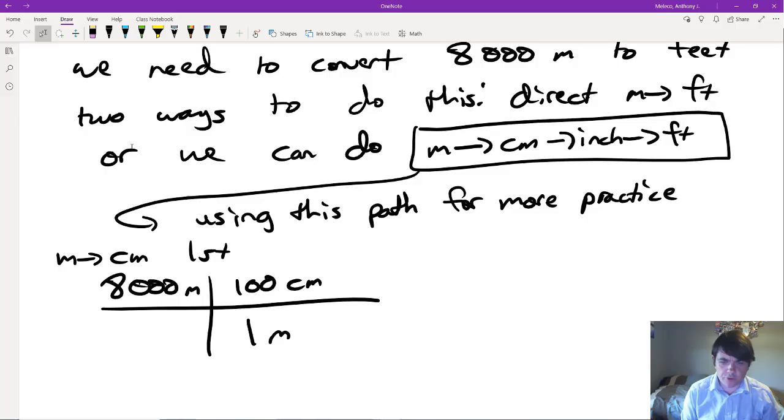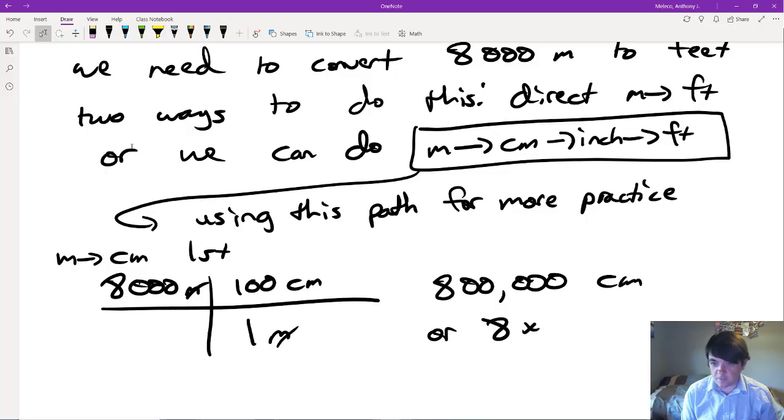If you're going from larger to smaller, you'll have more. If you're going from smaller to larger, you'll have less. So cancel out the meters, multiply 8,000 times 100, and what I get is 800,000 centimeters, or 8 times 10 to the 5 centimeters.